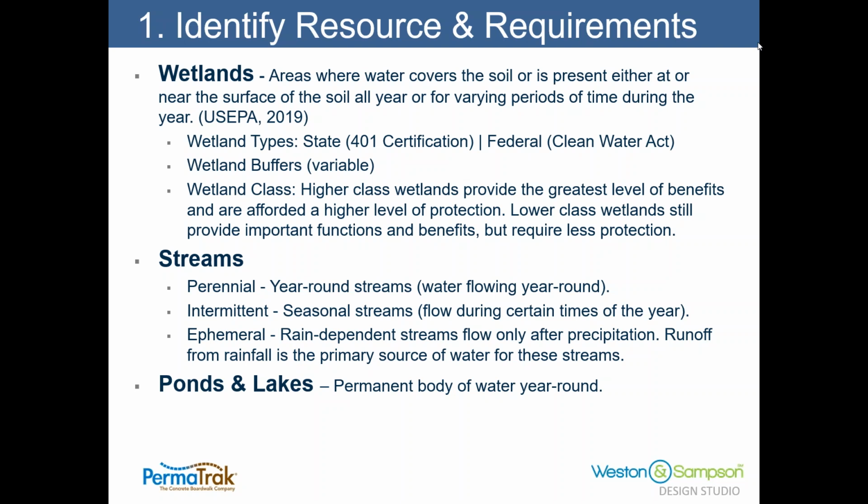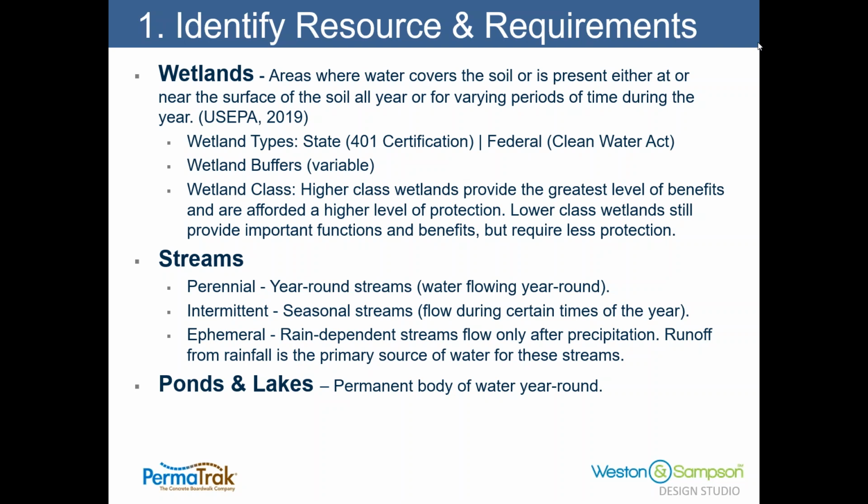Streams come in various categories, starting with perennial streams. This is a year-round stream where water flows year-round. Intermittent streams are seasonal streams where water flows basically just during certain times of the year. And ephemeral streams are basically rain-dependent streams, they only flow after a rain event, and runoff really is the primary source of water for these streams. Depending on where you are throughout the country, these have different implications for permitting and regulatory reviews. It's important to know what type of stream you may have and what the requirements may be to cross or to span a stream corridor.